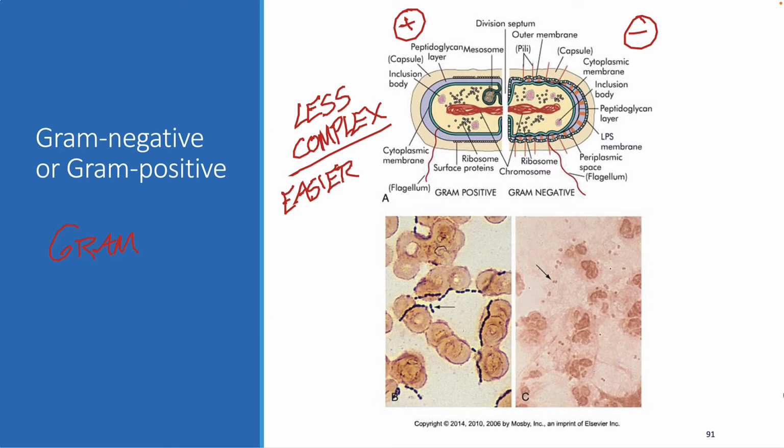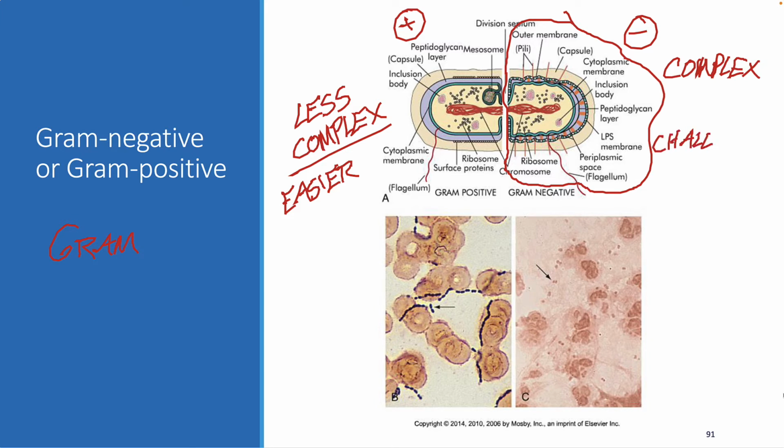All the stuff that's going on, we can see it's much more complex, and as a result, they are a little more challenging to kill. So we get a little more nervous when we see gram negative, because we have to do more things, or have special tricks up our sleeves, in order to get those organisms under control.